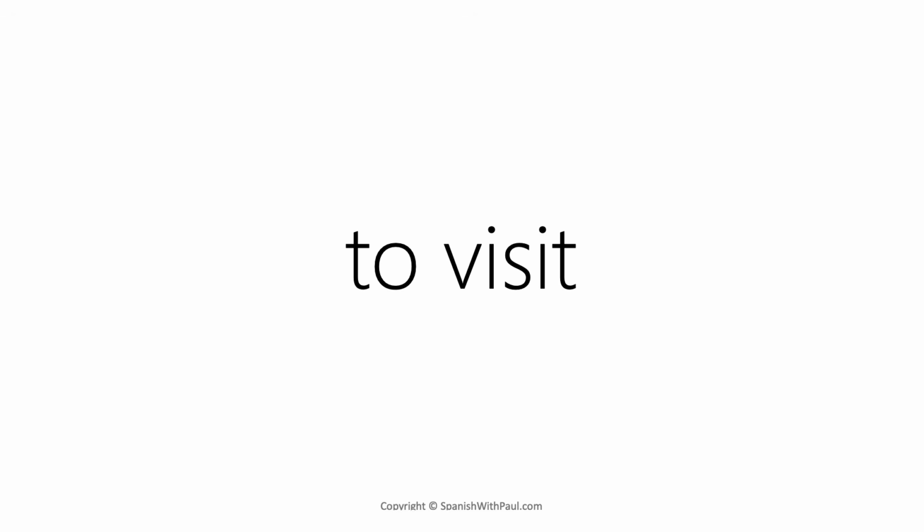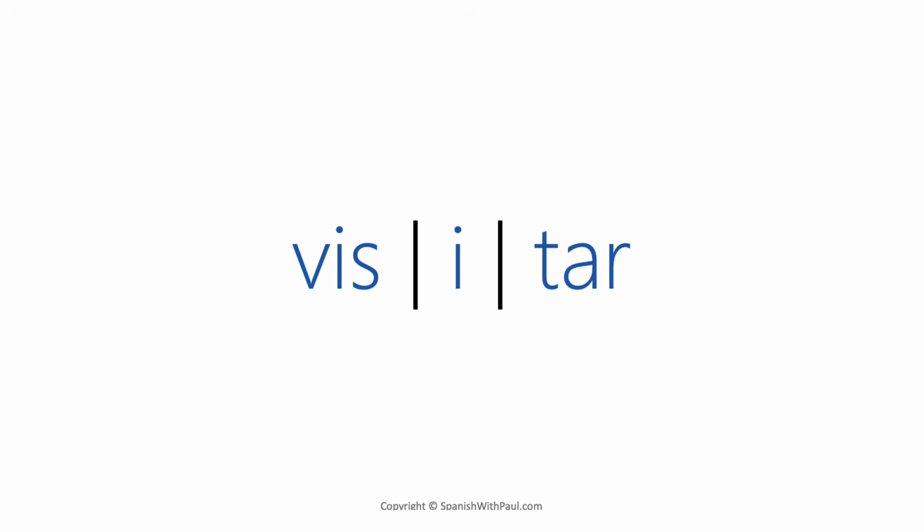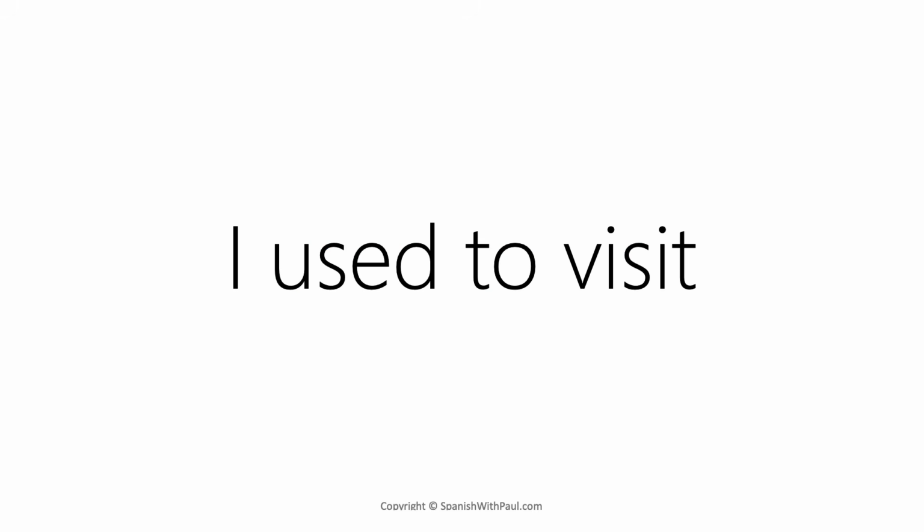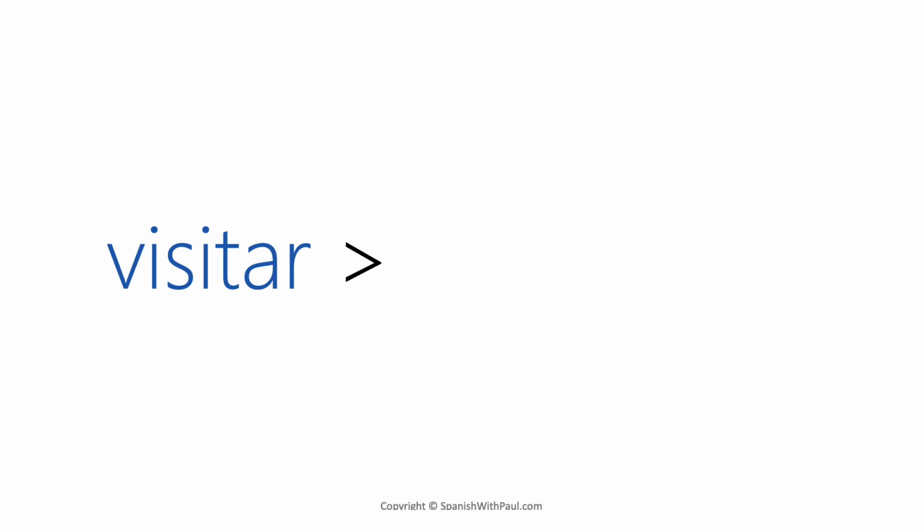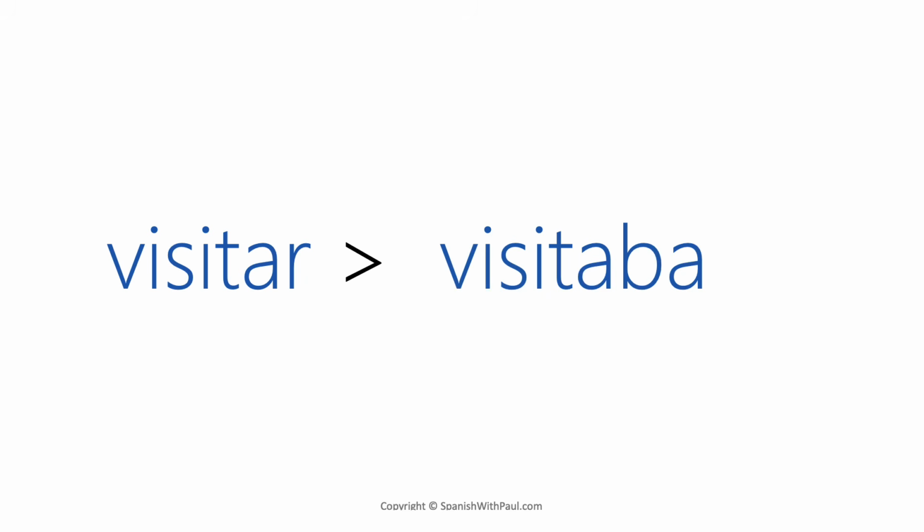Alright, so let's begin. The verb to visit is visitar. Counting the syllables, we have vi-si-tar. Visitar. And to express I used to visit, we take the sound of visitar and it becomes visitaba. So here you have the aba sound of the imperfect. I used to visit, visitaba.